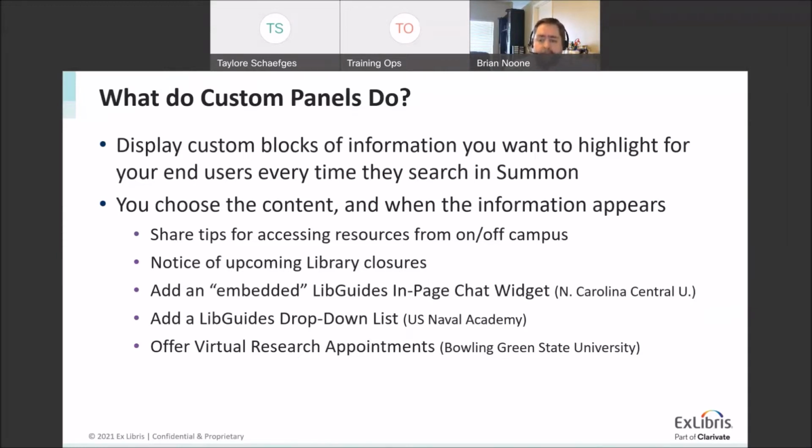Some examples that customers have created include sharing tips for accessing resources from on or off campus, notice of upcoming library closures, adding an embedded LibGuides in-page chat widget, something that was shared by North Carolina Central University, adding a LibGuides drop-down list, something the U.S. Naval Academy Library shared, and also offering virtual research appointments, also a custom panel that was previously shared by a presentation from Bowling Green a couple of years ago on this topic.